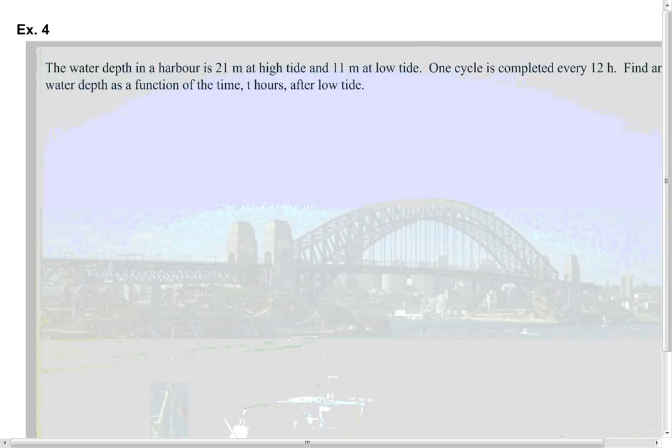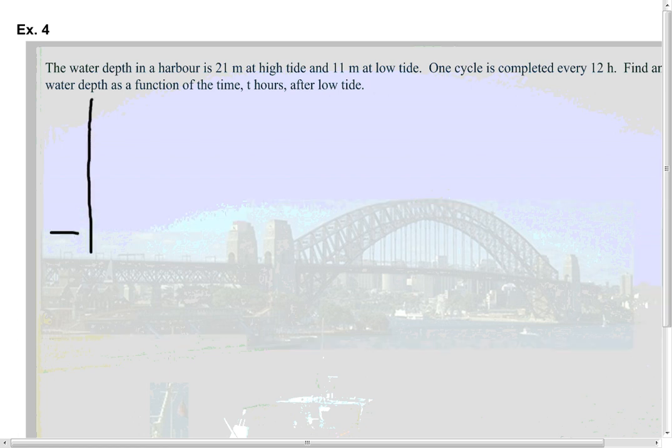Let's do a word problem. The water depth in a harbor is 21 meters at high tide and 11 meters at low tide. One cycle is completed every 12 hours. Find an equation for the water depth as a function of time, t hours after low tide. You know me, I think a sketch is worth a lot. So just a really rough sketch.